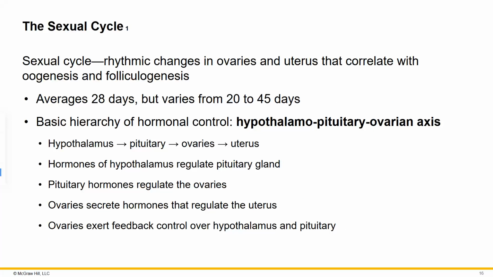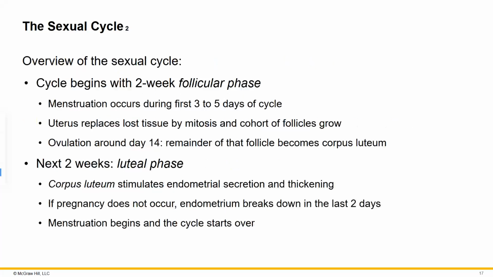So, the sexual cycle: rhythmic changes in the ovaries and uterus that correlate with oogenesis and folliculogenesis. The average is 28 days, but it varies from 20 to 45 days. The basic hierarchy of hormonal control is the hypothalamo-pituitary-ovarian axis. The hypothalamus tells the pituitary to secrete hormones, which tell the ovaries to secrete hormones, which tell the uterus to do its thing. The hormones of the hypothalamus regulate the pituitary gland. Pituitary hormones regulate the ovaries. Ovaries secrete hormones that regulate the uterus. Ovaries exert feedback control over the hypothalamus and pituitary.